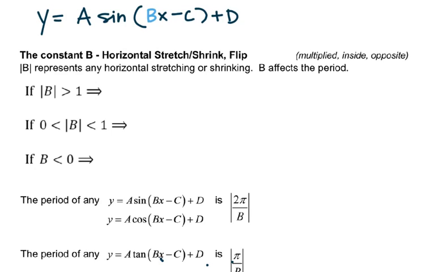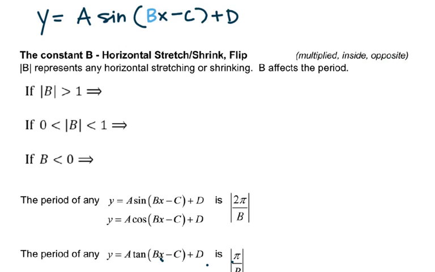Welcome back. In this video, we are going to talk about the constant b. I want you to notice where it's located, because that lets us identify which constant it is. It's multiplied times the x. It's on the inside. It's attached to x.